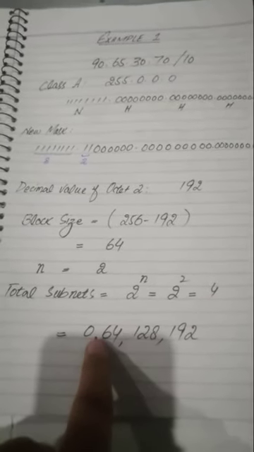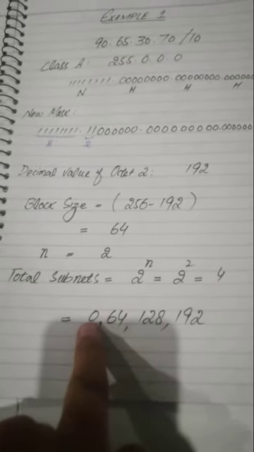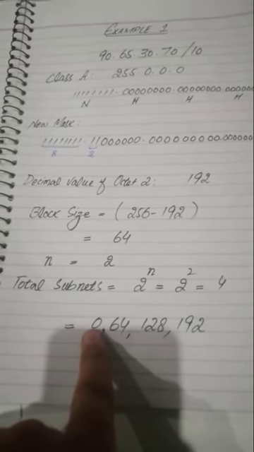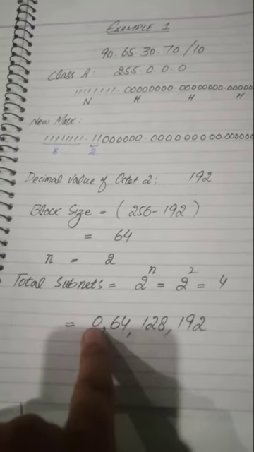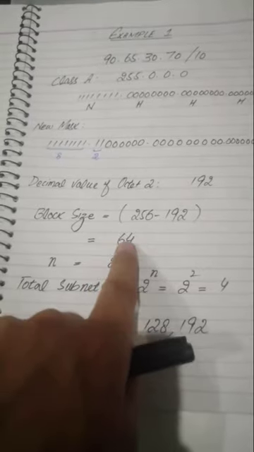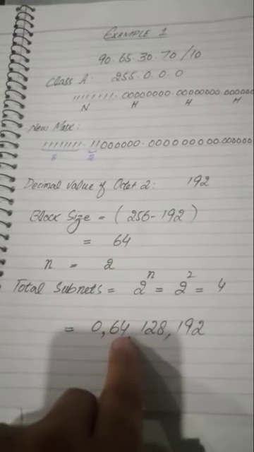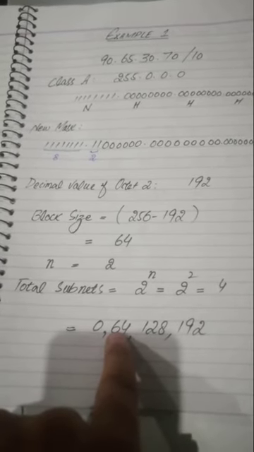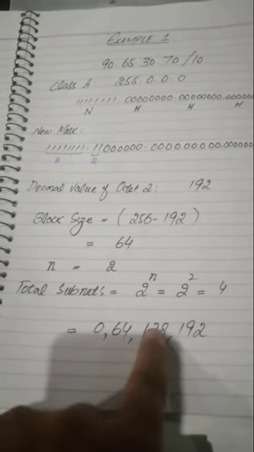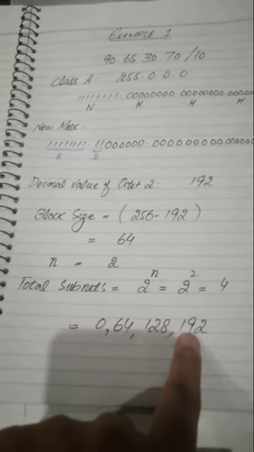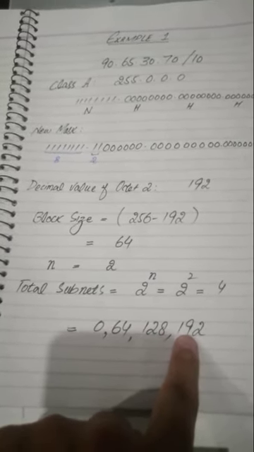So our first subnet will be 0. Keep in mind that we will be starting each subnet from 0. Then the next one will be 64. Why? Because our block size is 64. So for the third subnet we will be adding 64 to the second value, and similarly adding 64 to the third value, we will get the final subnet. So we have got 4 subnets.